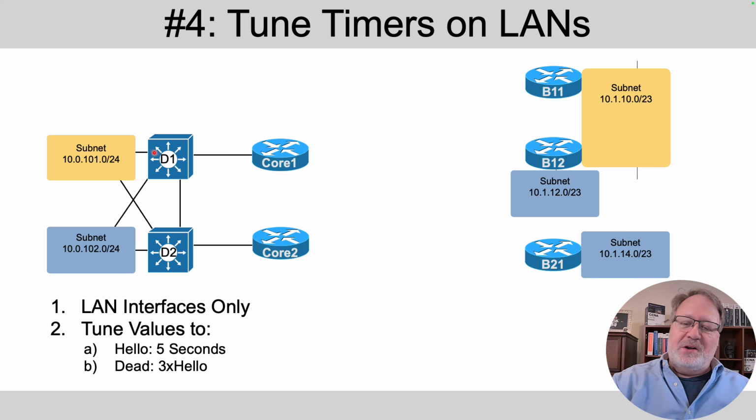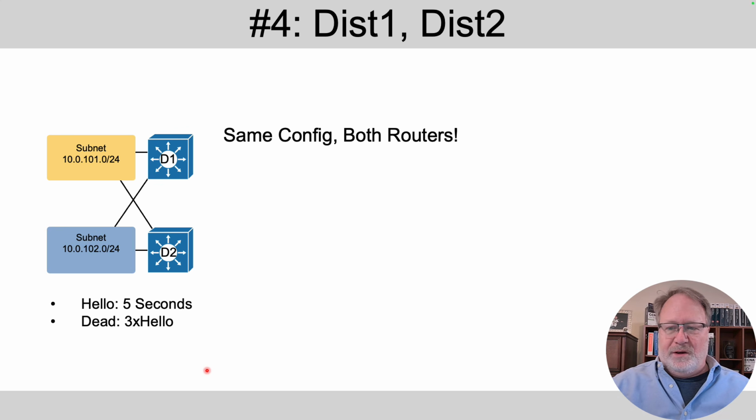So over on the left, that includes interfaces VLAN 101 and 102 on both of the distribution switches. Both router B11 and router B12 connected to this subnet, only B12 connected to that subnet, and only B21 connected to 10.1.14. The goal is to just let you exercise how to configure the hello and dead intervals to these values that you see here. Now, there's no way to tell iOS to say, hey, use a multiplier times 5 seconds to come up with 15 seconds for the dead interval. You just have to configure the numbers.